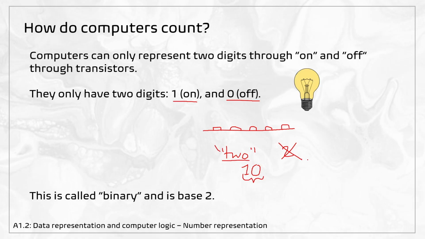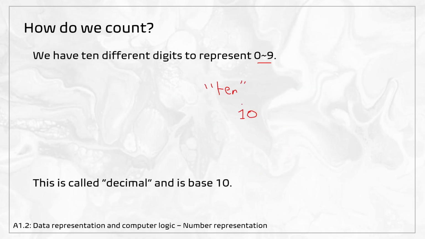This system is called binary, and it's a base 2 number system because there only exist 2 different digits. If we go back to our decimal number system right here, if you took elementary school mathematics, you'd know that this digit represents tens and this digit represents ones. And if we have any other digit, we'd have hundreds, we'd have thousands, etc.